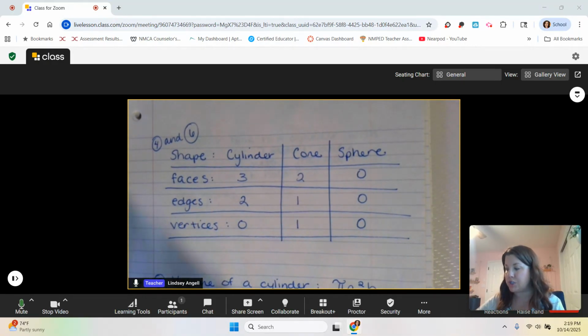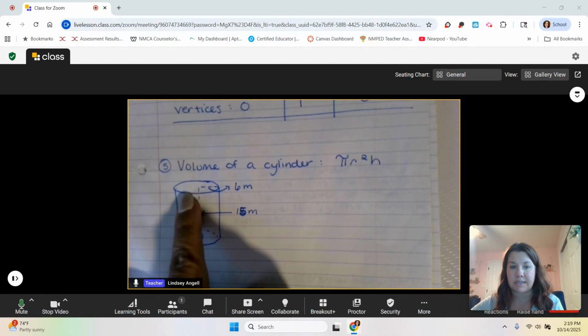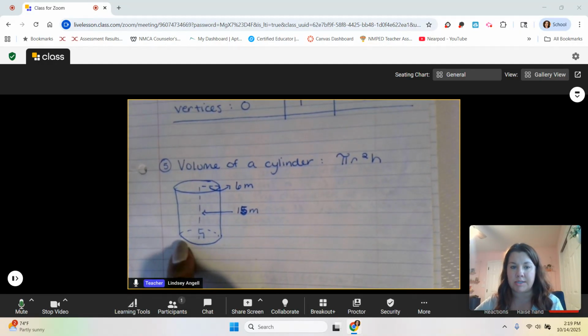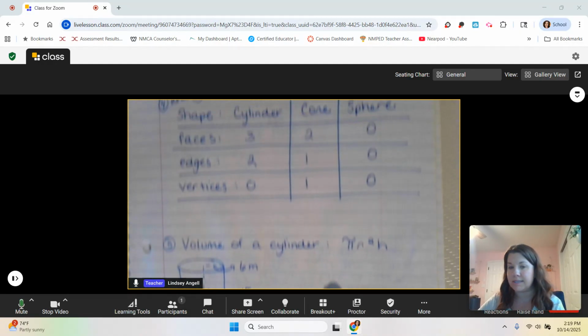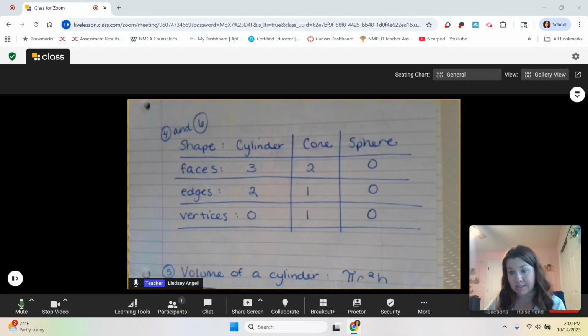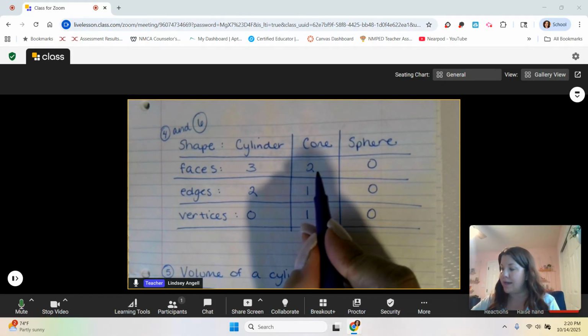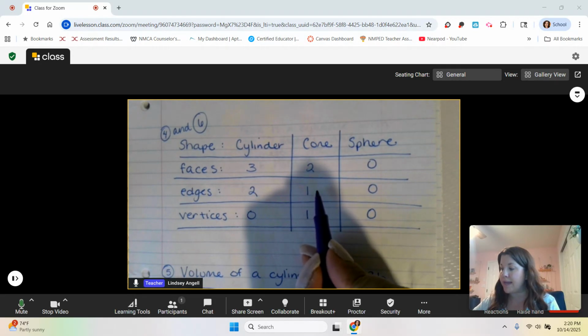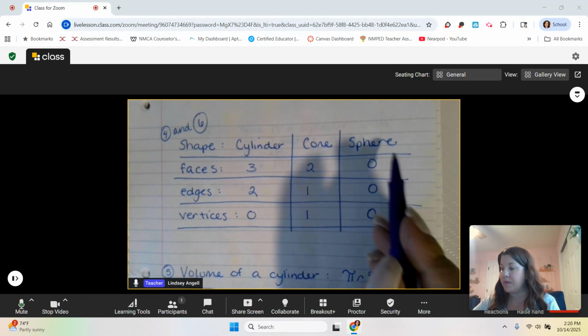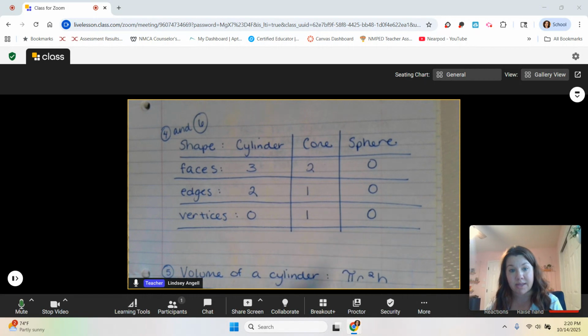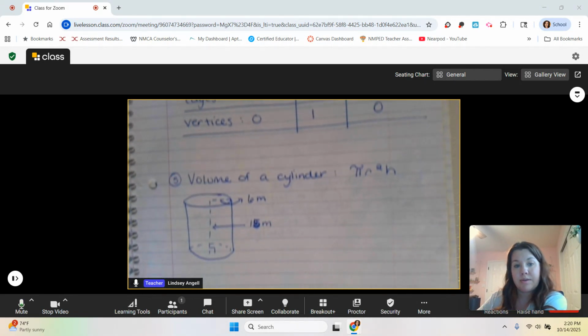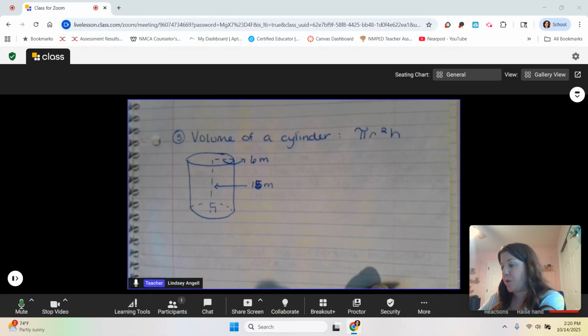Edges, it has 2, so this is a cylinder, right? Here's one edge, here's a second edge, so 2 edges, and 0 vertices, okay? The edges do not meet, so it doesn't have any vertices. And for a cone, it has 2 faces, 1 edge, and 1 vertex, and then spheres have none. All right, that's one reason why they are very unique. Okay, so that was for number 4 and number 6.